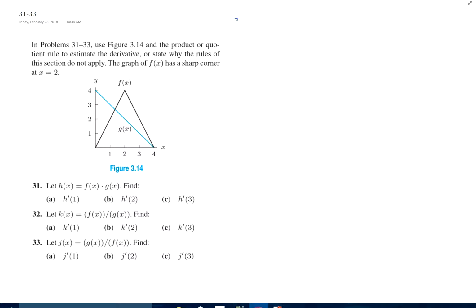Okay, these are great problems because they allow us to use the graphs of these functions instead of formulas. So let's look at h of x is f of x times g of x. Since I want to find h prime of each of those, I need to take a look at what h prime of x is. That's going to be the first times the derivative of the second plus the second times the derivative of the first.